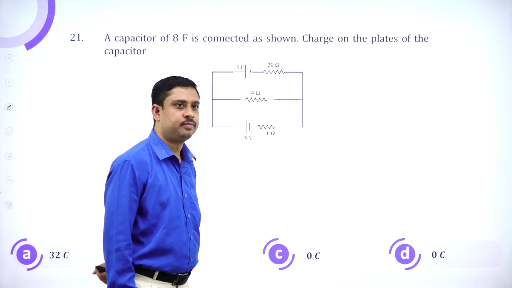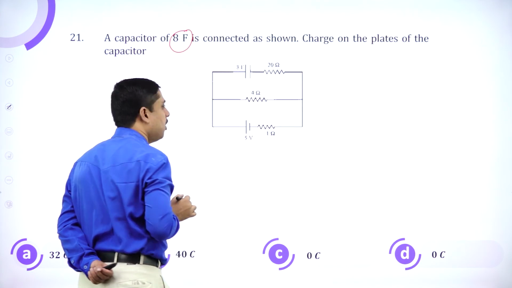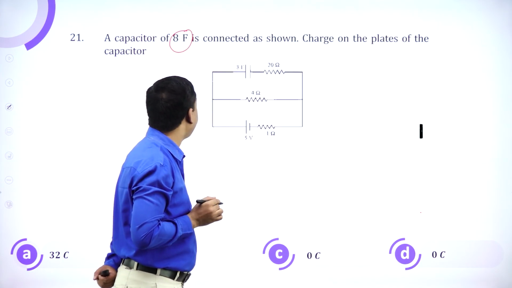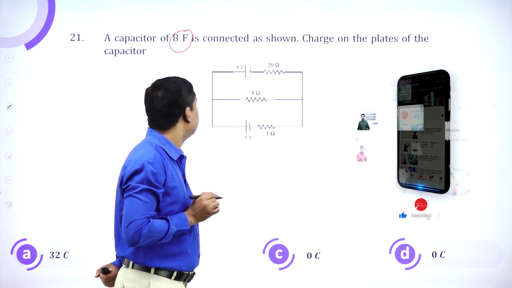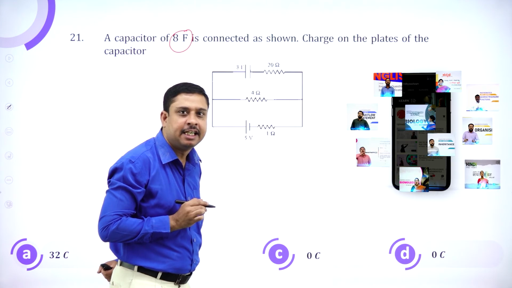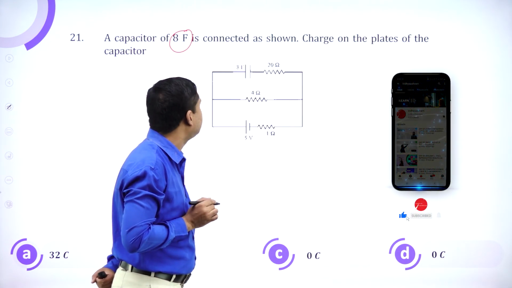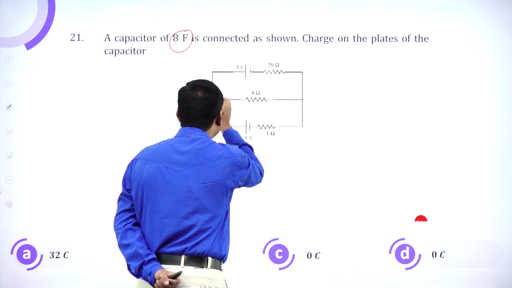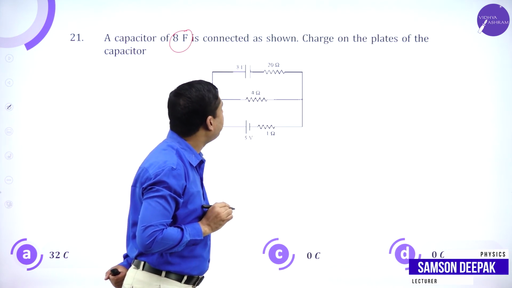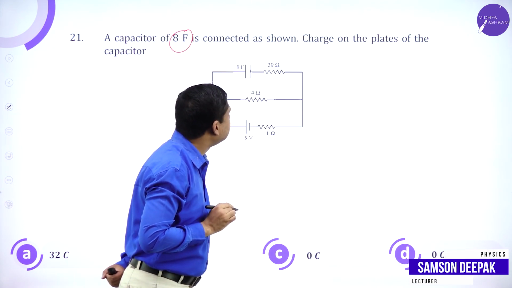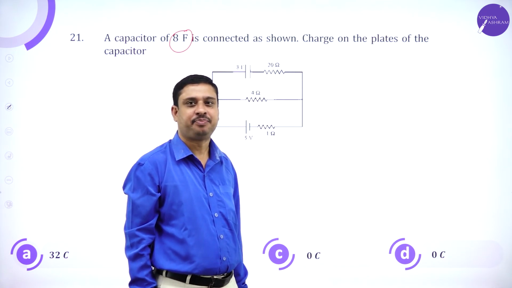The next question. A capacitor of 8 farad. So the problem says there is a capacitor of capacitance 8 farad connected in the circuit as shown. I have to calculate the charge on the plates of the capacitor.